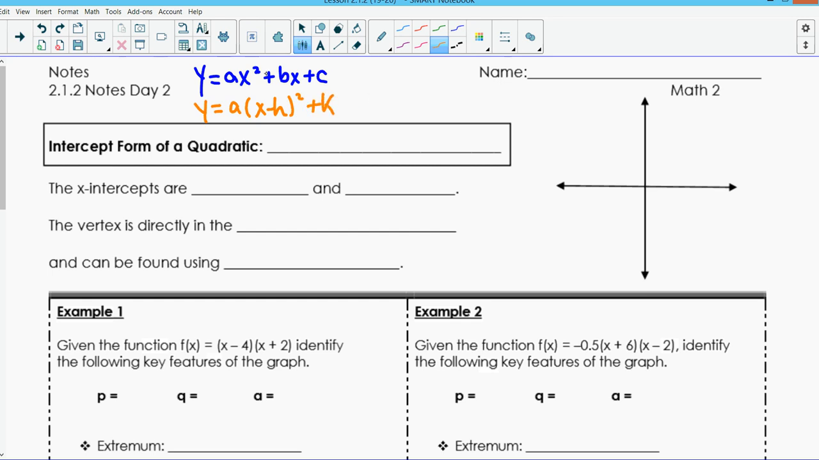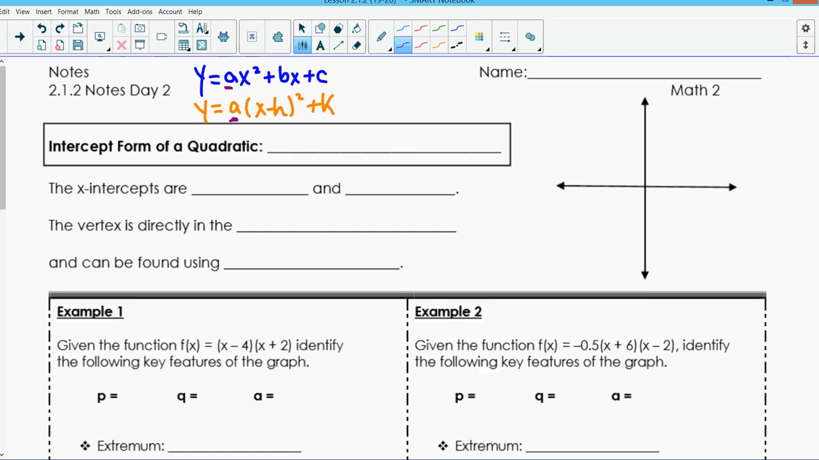Okay, notice in each of these we have an x that's being squared. This one x is squared, and this one the quantity of x minus h is squared, which creates that u-shaped graph. I notice they have different variables, but the one thing that they have in common is the a value, because that's what shapes my graph up, down, and how skinny it is.